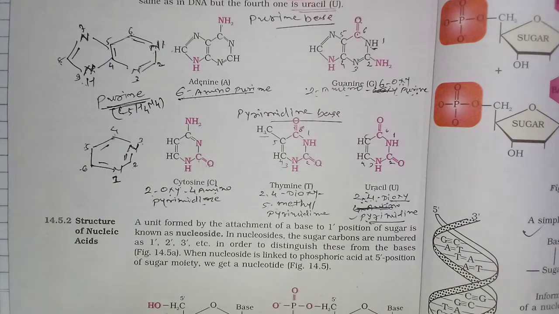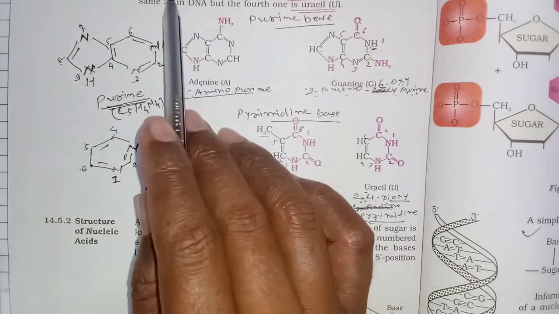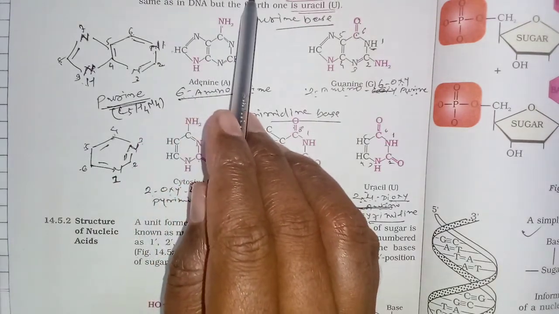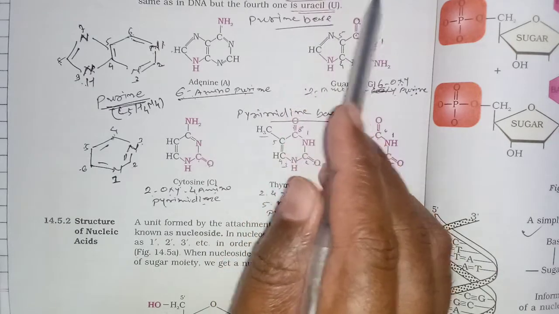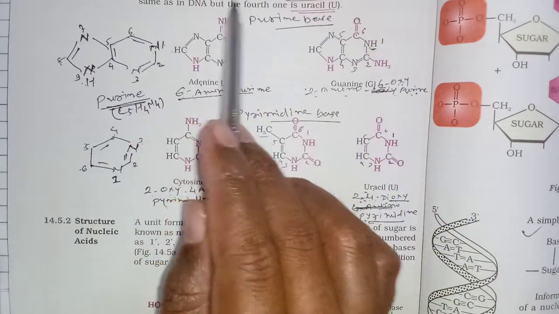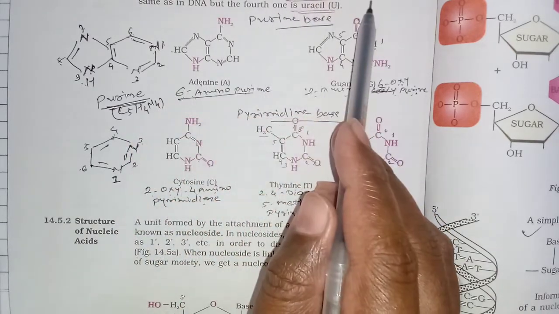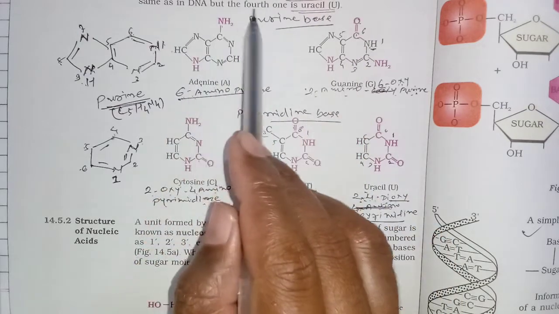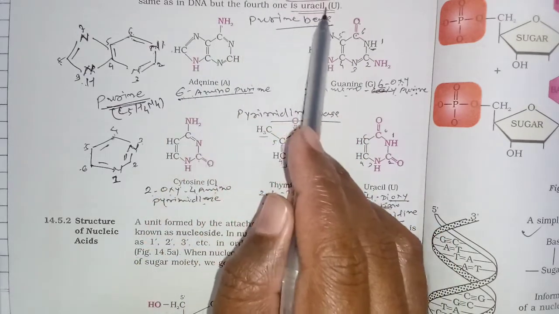Okay friends, this is the concept about the bases. DNA contains 4 bases: adenine, guanine, cytosine, and thymine, and RNA contains 4 bases. The 3 bases are the same, but the fourth one is uracil.